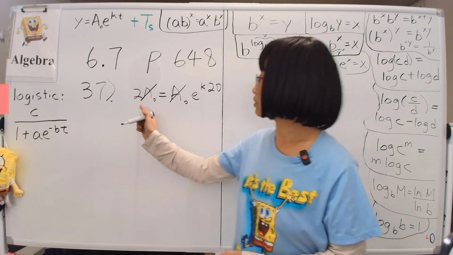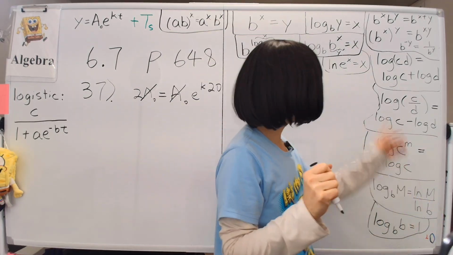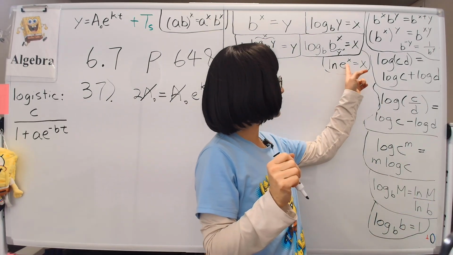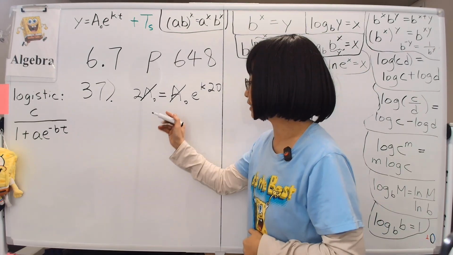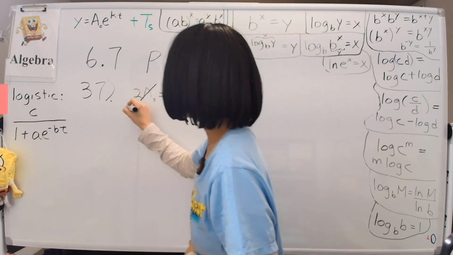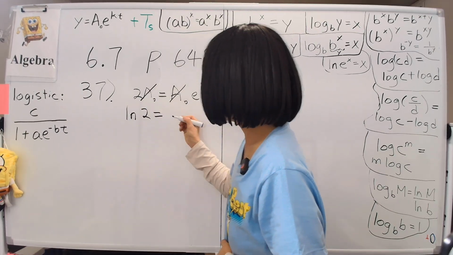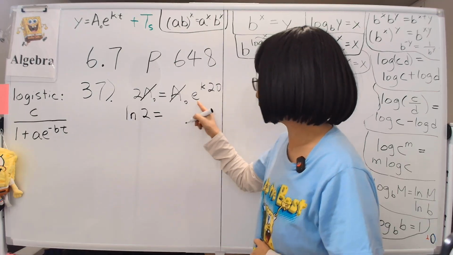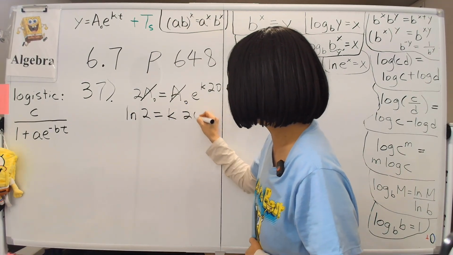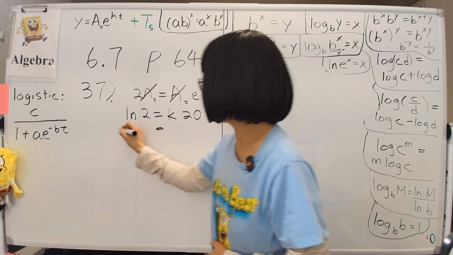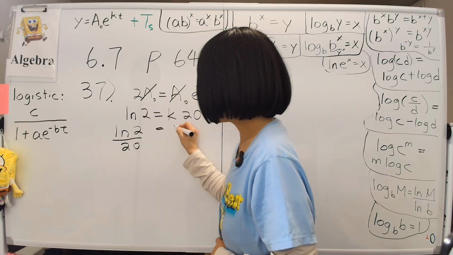So to solve this equation, we'll take the natural log because the natural log will knock out the e. Natural log cancels out with the e, so we're left with whatever's up there. So let's take the natural log of both sides. So we have natural log 2 equal to natural log, and e cancels out. Then we have only the k times 20 left. So then k is equal to natural log of 2 divided by 20. That will give us k.